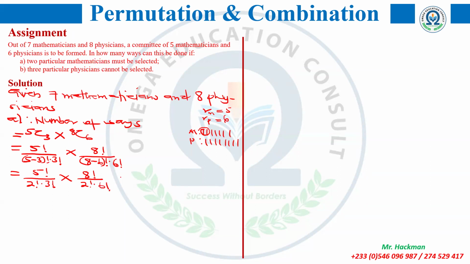At this point, you can expand this by writing 8 factorial to contain 6 factorial, and 5 factorial to contain 3 factorial. Otherwise, you can use your calculator to get each factorial, then later reduce. So here, 5 factorial will give us 120, over 2 factorial, which is 2, times 3 factorial, which is 6. Then 8 factorial will give us 40320.